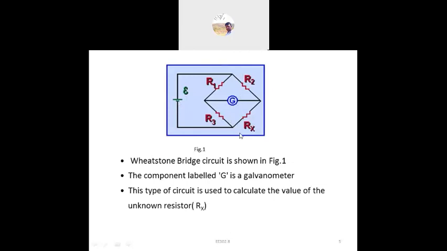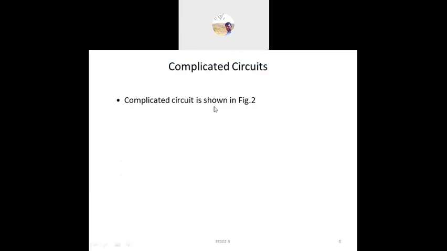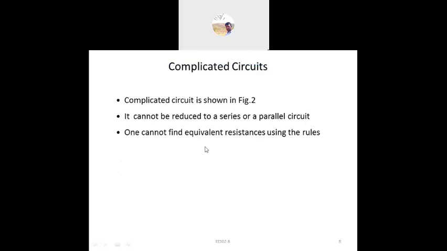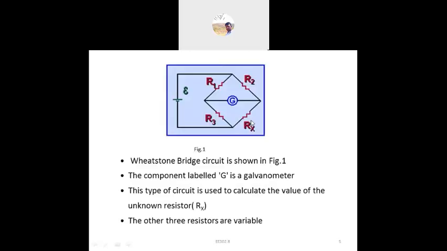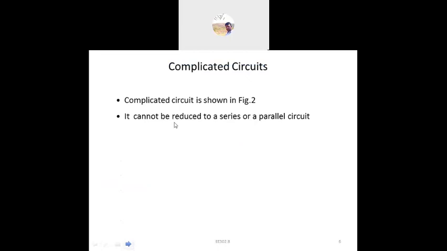To find this resistor, the other three are variables, and the circuit cannot be reduced because of the unknown resistor. We don't know the Rx value, so we cannot find the total resistance in the circuit. We have to find the Rx value. So we cannot reduce the series and parallel circuit, and we cannot find the total equivalent, because of the unknown resistance Rx.